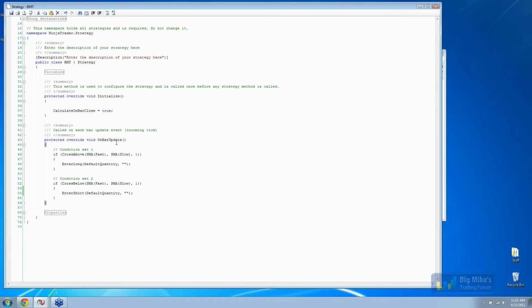To do that, you can create what's known as a counter. Basically you count the number of trades your strategy is doing, and once that counter is met, you just don't trade anymore.